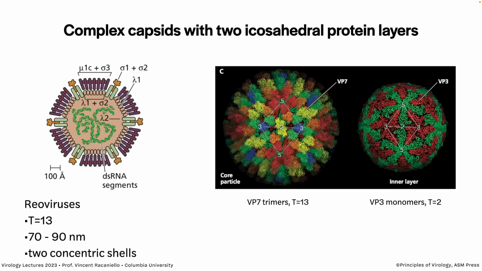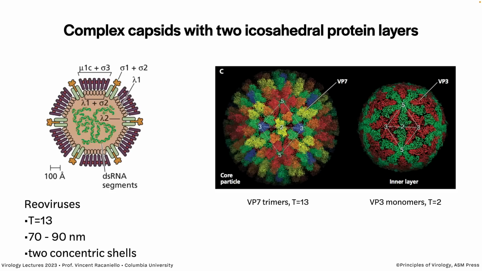Here's another example of a larger capsid. These are reoviruses or rotaviruses, which we'll talk about as agents of gastroenteritis. They're viruses with double-stranded RNA segments, T equals 13, 70 to 90 nanometers. But the interesting thing here is that there are 2 icosahedral shells. There's an outer shell and an inner shell wrapped around each other. So not just one, but two. There's no envelope here. And we'll see when we talk about uncoating next time that the outer one has to be stripped off in order for uncoating to occur. So it's some kind of solution for stability.